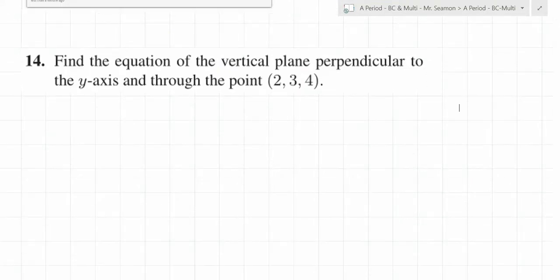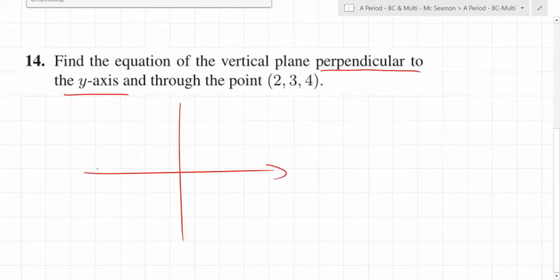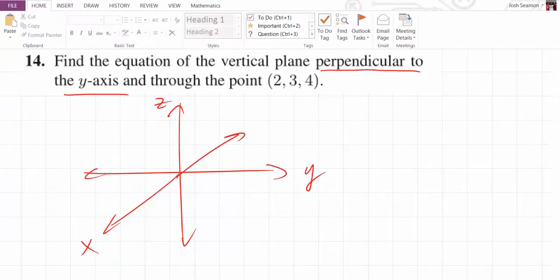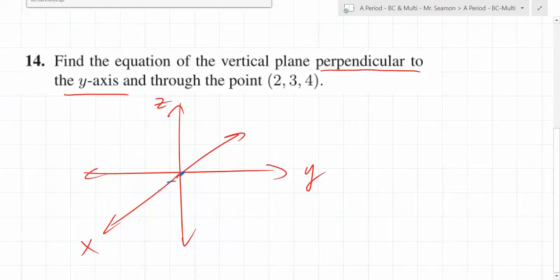Perpendicular, so I love this. Perpendicular to the y-axis. Okay, so if we were to draw just our axes right here, you have z, you have y, and you have x. So let's just plot this point here. What's that point? 2, 3, 4. So you go for a little walk, go out 2, and then you go over how much? 3. 1, 2, 3. And then how far up do you go? Up 4. 1, 2, 3, 4.